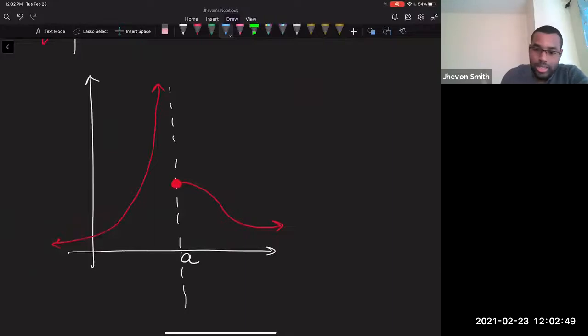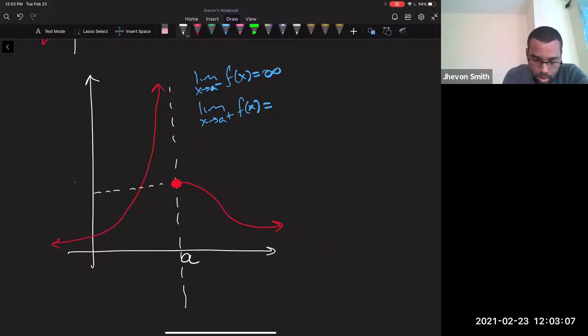Same thing here. It turns out that the limit didn't exist, right? You have the limit as x approaches a from the left of f of x equals infinity. The limit as x approaches a from the right of f of x equals, let's call that b. You have, well, of course, that means, this of course means that the limit doesn't exist.